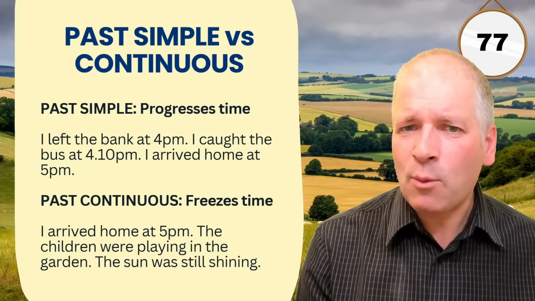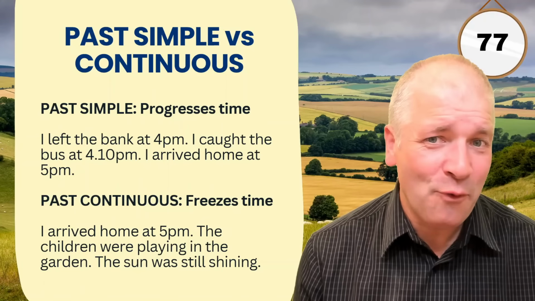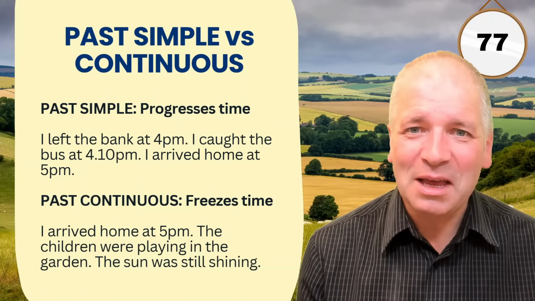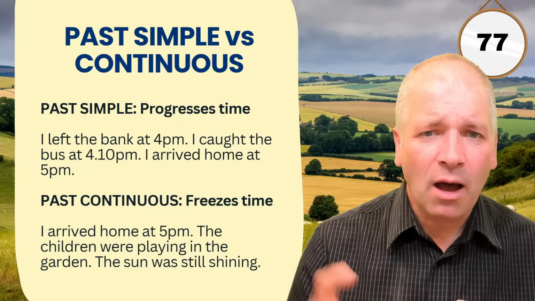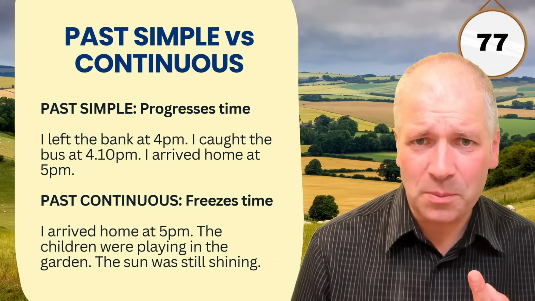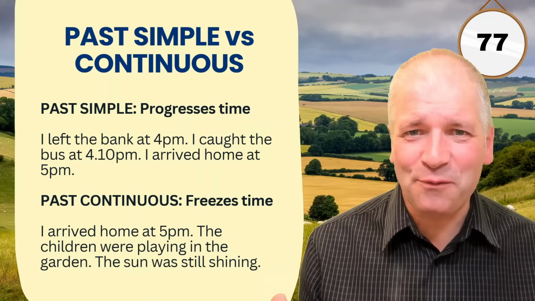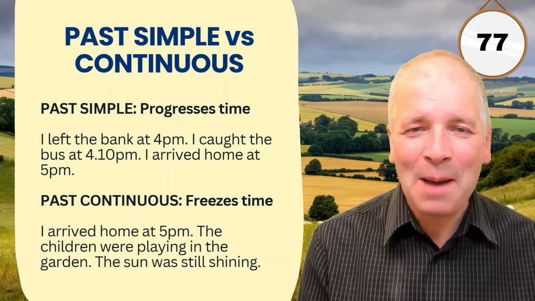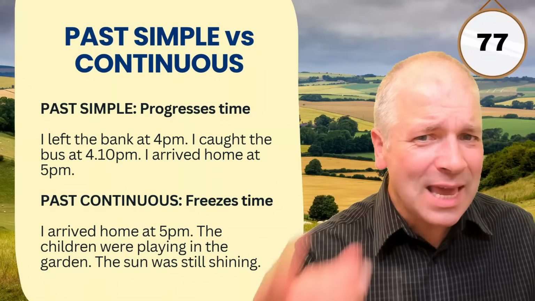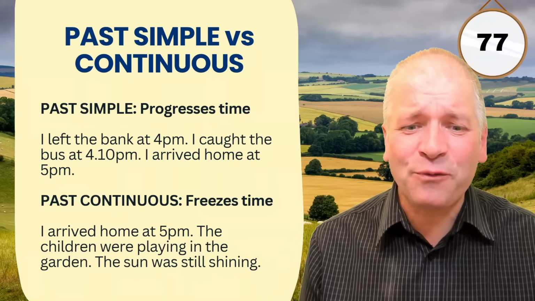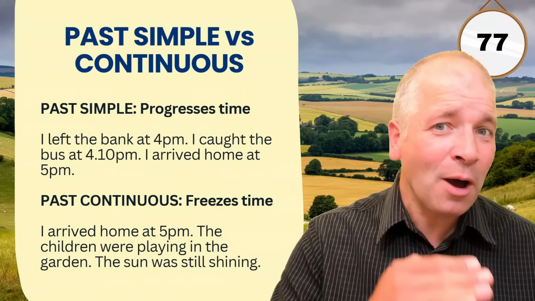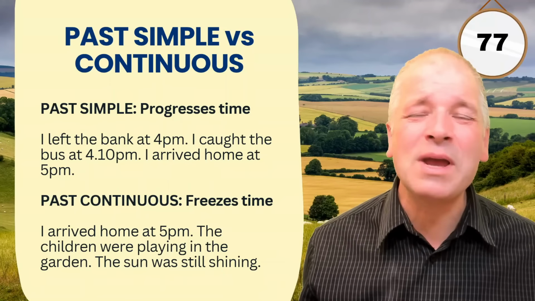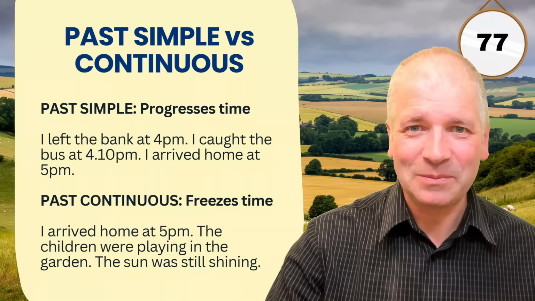Now, you may say, well, it's only because I put time phrases into the first example. Well, let's imagine they're not there. I left the bank, I caught the bus, I arrived home. That's absolutely fine, and we know that they don't happen at the same time. We know if we hear that you left the bank first, then caught the bus second, and then arrived home third. So the past simple progresses time whether we tell you what the time is or not.